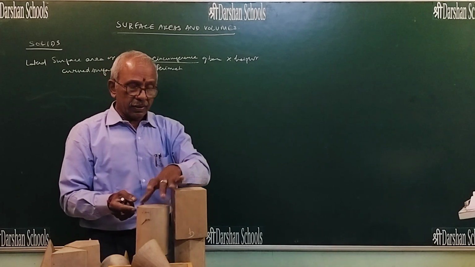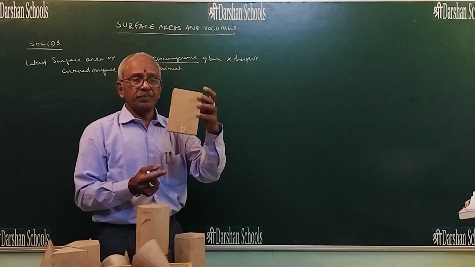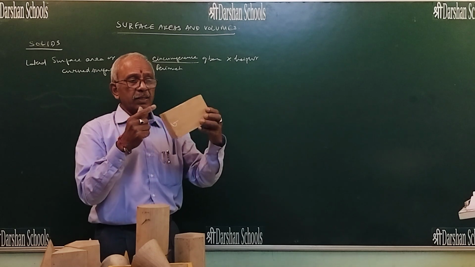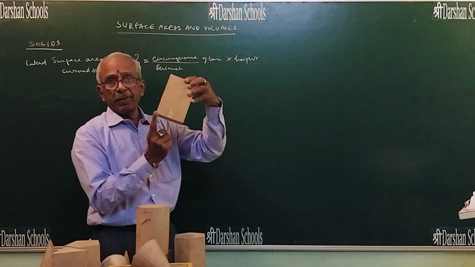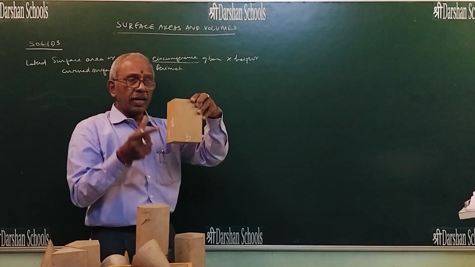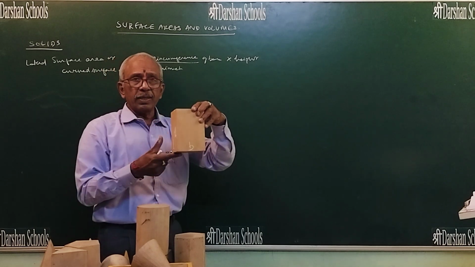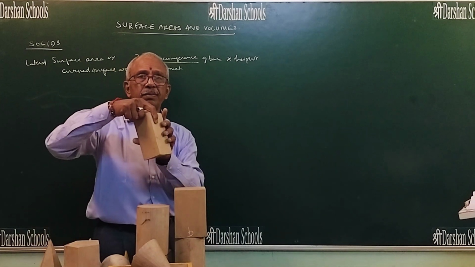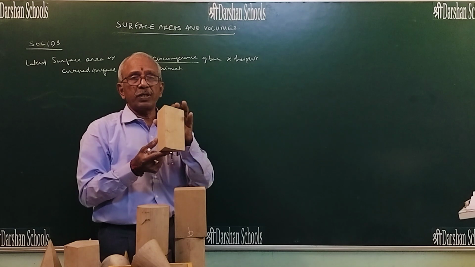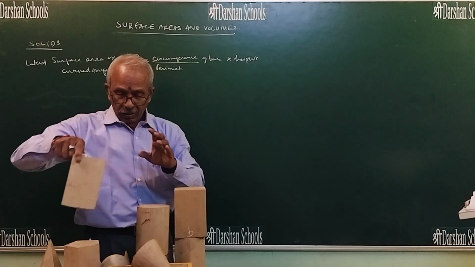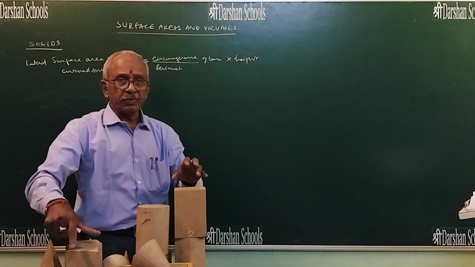This is one solid, and this is another solid, a cuboid. You can see it has length, height, and breadth. The total base and roof are both the same. This is a prism, the same. The roof and bottom, or base and roof, are the same. So these are regular prisms.